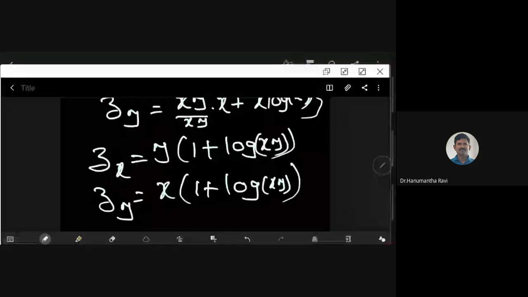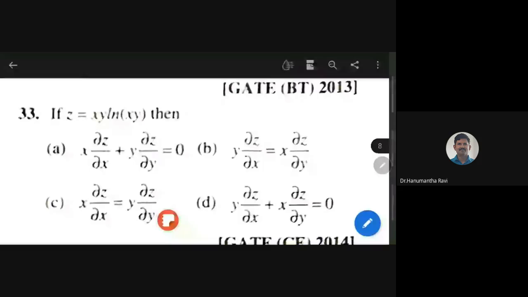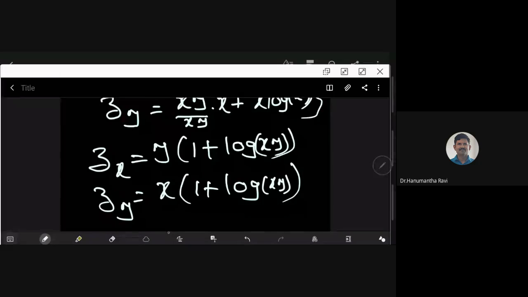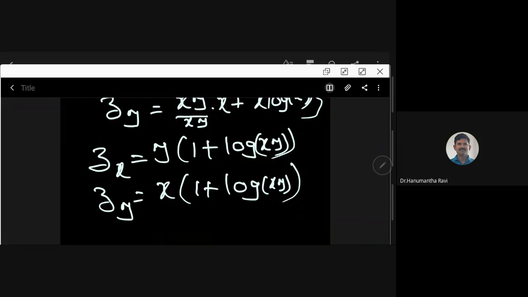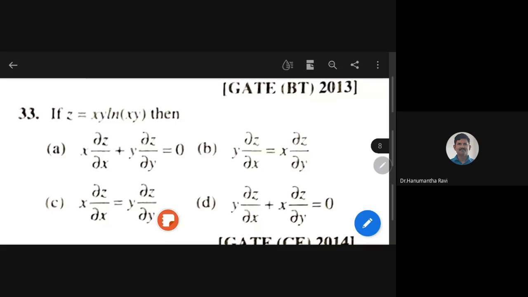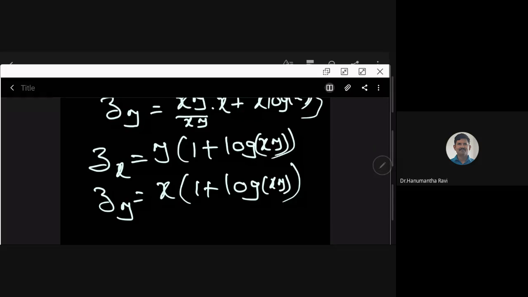Now we look at the alternatives there. So x into zx plus y into zy. He's talking about x into zx plus y into zy. No, it cannot be equal to 0. That is not the possibility. Then A is not possible. Y into zx is equal to x into zy. No, this is also not possible. B is also not possible.